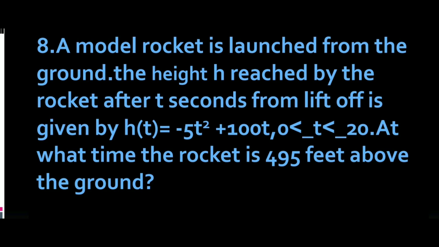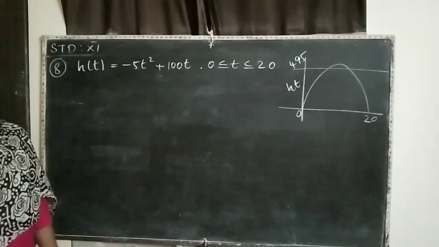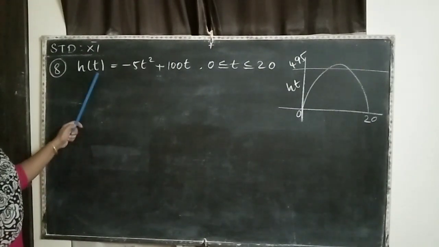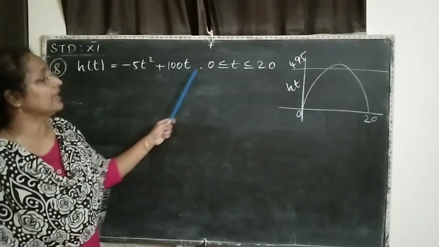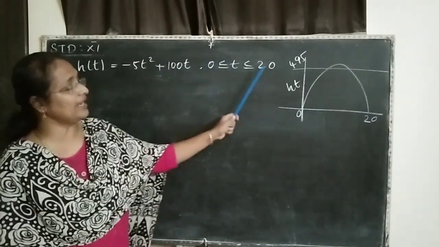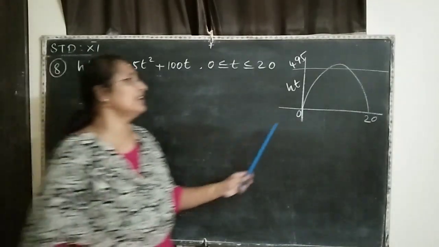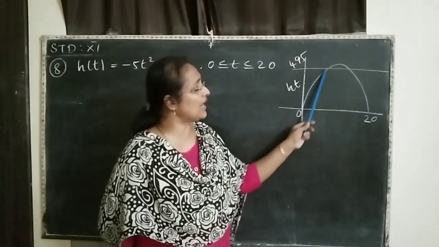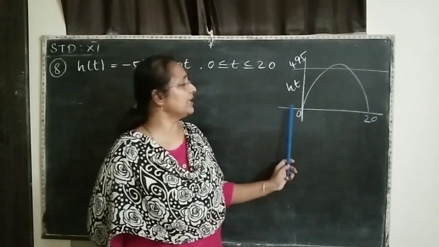Let's discuss the sum. Okay students, let's discuss the model rocket sum now. Now the expression is given to be h of t is equal to minus 5t squared plus 100t, where t lies between 0 and 20. Okay, now look into this. We know that the rocket launches from the ground, it moves towards the top and again it comes back to the ground. Okay, now look into this diagram.